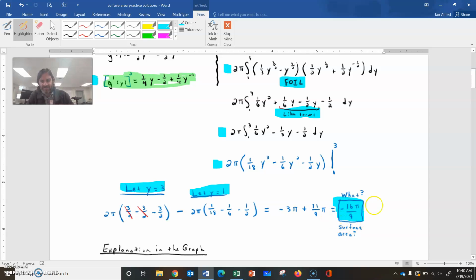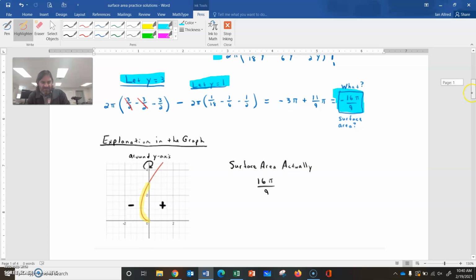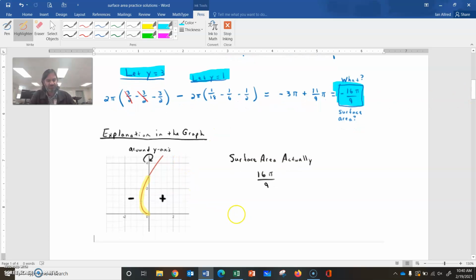That may seem a little bit troublesome to you at first, and it should make you ask some questions. So if we get a surface area that's a negative number, that doesn't make a lot of sense. Well, let's look at the graph just to kind of explain what happened here. And remember, we were integrating in terms of y.